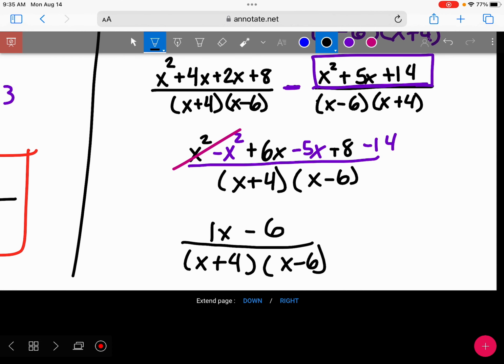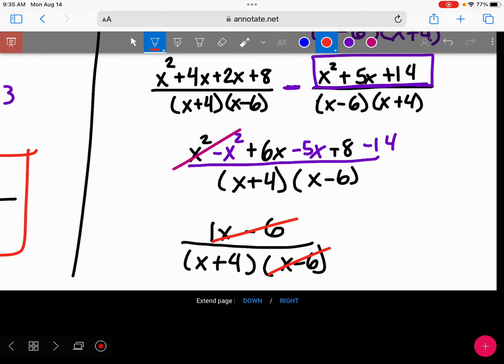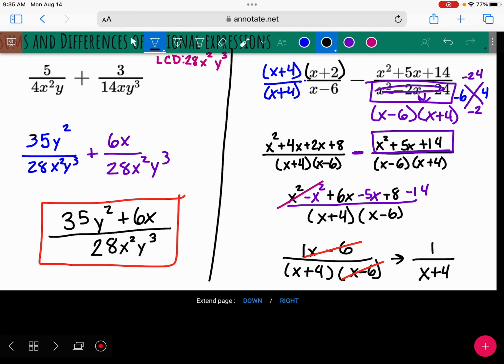Are we done? Is it fully simplified? Why not? Because x minus 6 over x minus 6. And holy cow, one more step. Oh my gosh, those cancel out. And we are left with 1 over x plus 4. And this whole hot mess of a problem simplifies down to 1 over x plus 4.